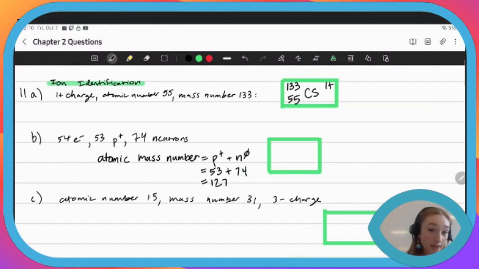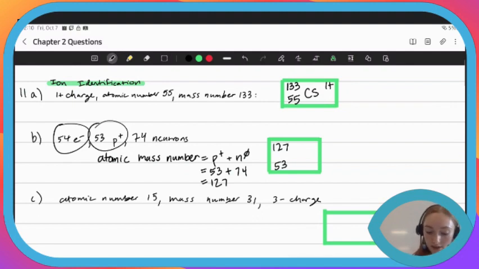So just as similarly as we did in 11A, at the very top left, we're going to put the mass number, so 127, and we have 53 protons, so that's going to be our atomic number. And as far as the charge, since we have 53 protons and 54 electrons, there is an extra electron, so that's going to have a 1 minus here at the top right. So that's the charge that we have.